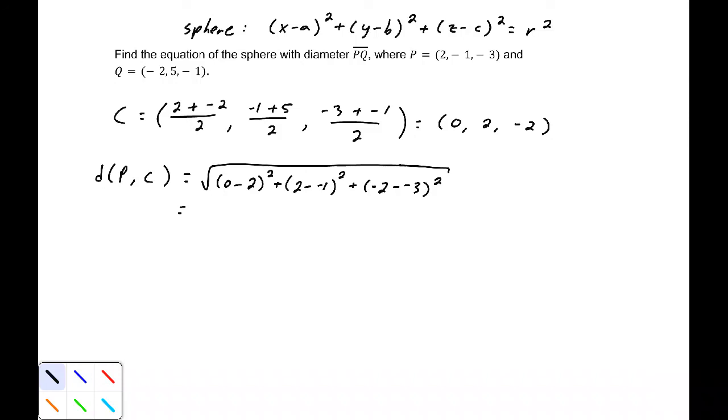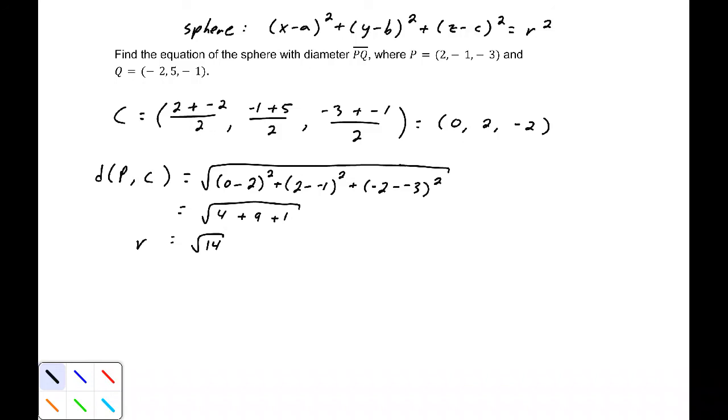Now 0 minus 2 squared will be 4. 2 minus negative 1 squared, that would be 3 squared, 9. Negative 2 minus negative 3, that would be positive 1 squared, so plus 1. So we have the square root of 4 plus 9 plus 1. 4 plus 9 plus 1 is 14, so the distance is the square root of 14. That is our radius. So r equals the square root of 14.